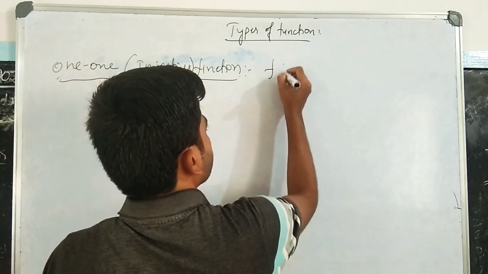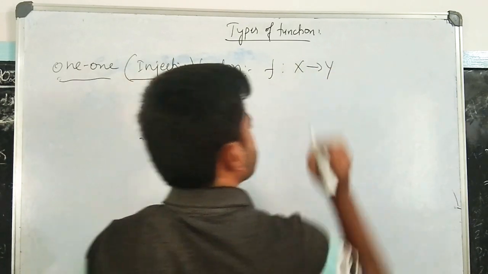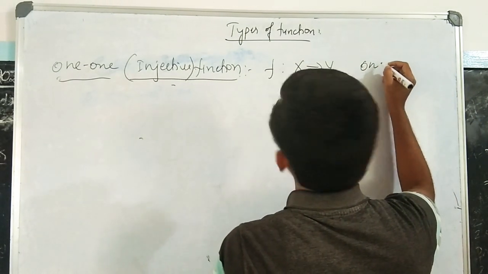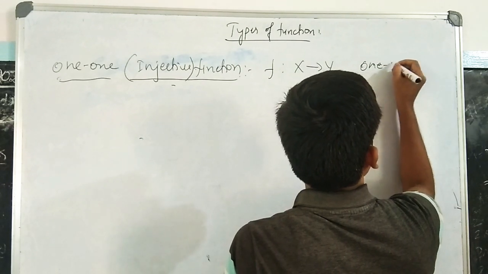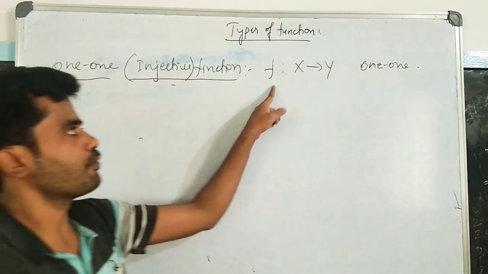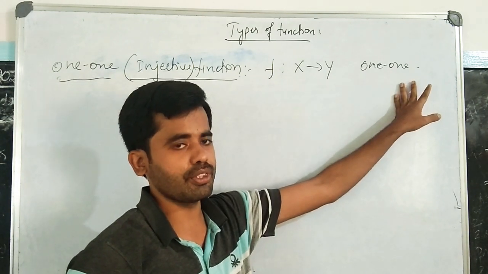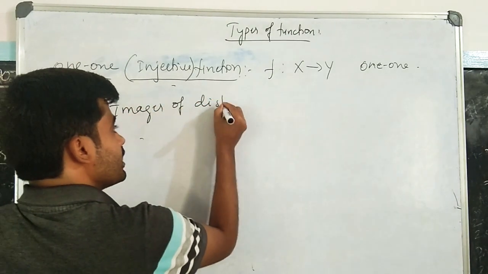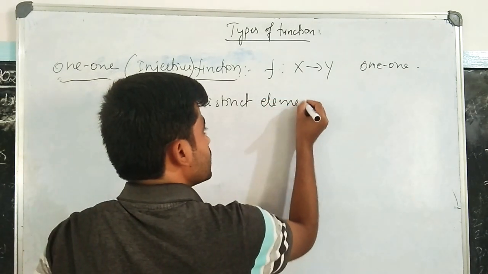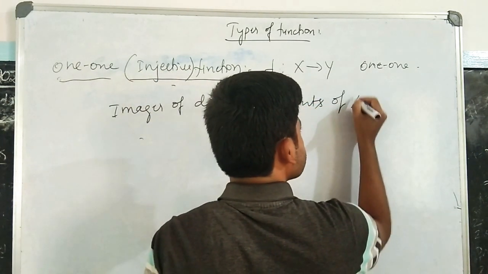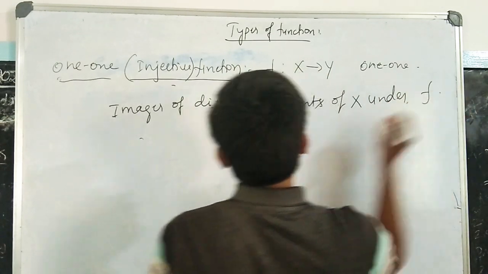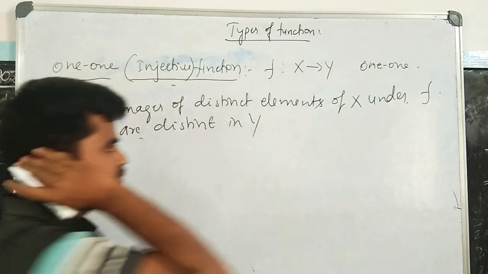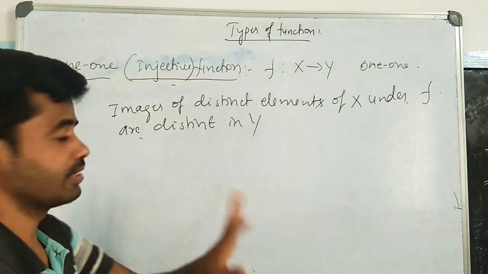A function f from X to Y is said to be one-one if images of distinct elements of X under f are distinct in Y. What does it mean? I can't understand, sir. Okay, let me see.